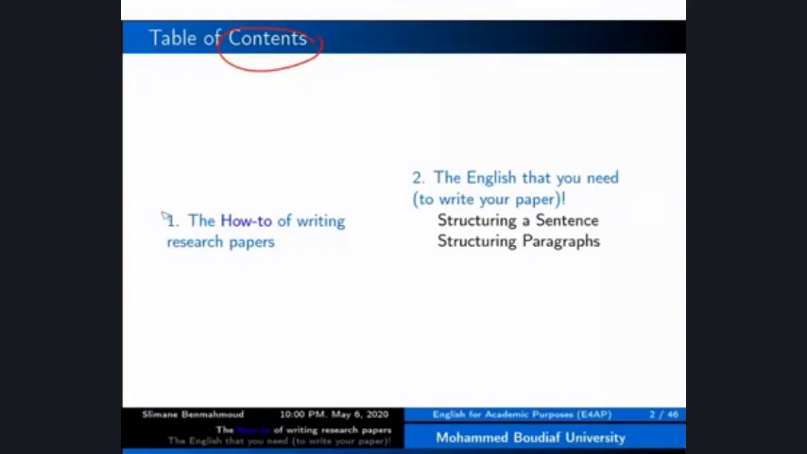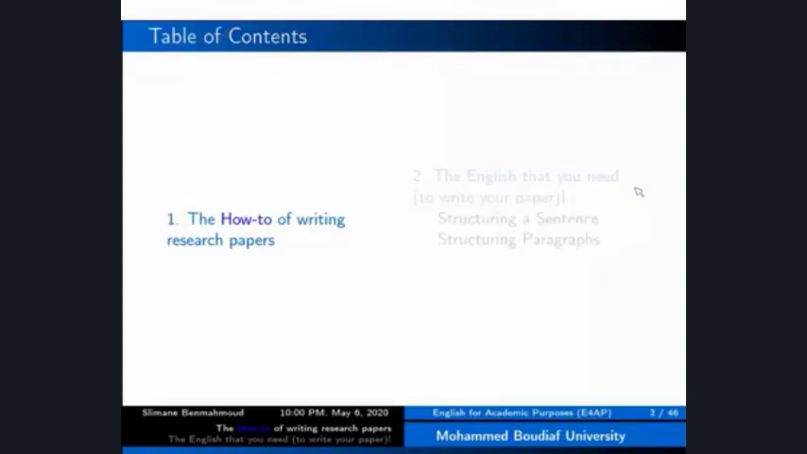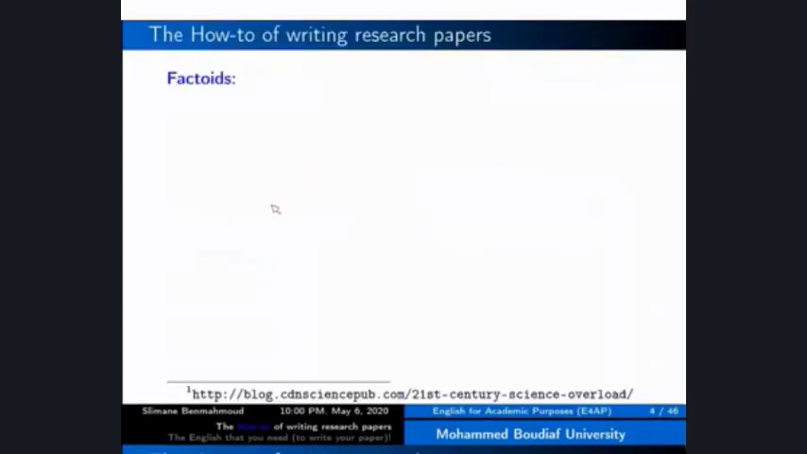And before talking in the next section about the English that you need to write your paper, I want to share with you some of the tips and tricks you may need to write and publish your paper. So let's start our journey with the how-to of writing your research paper.